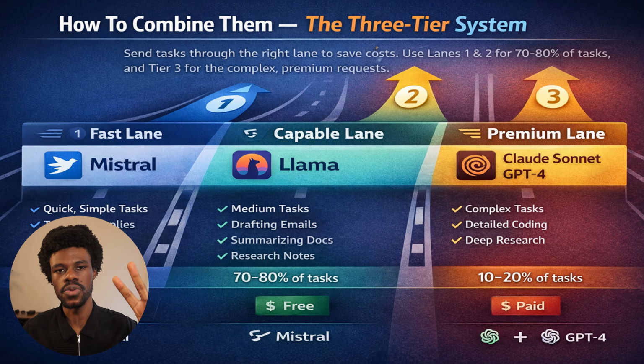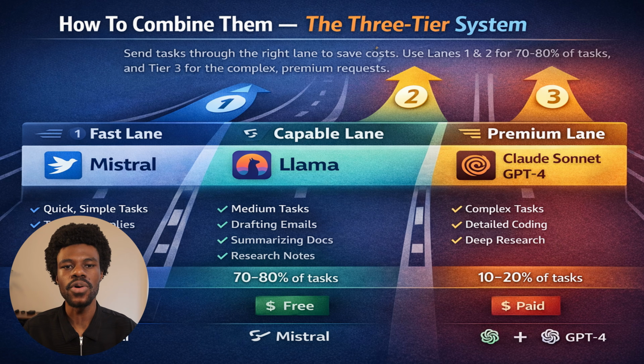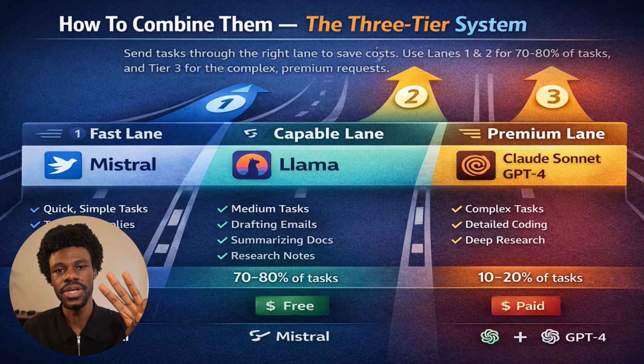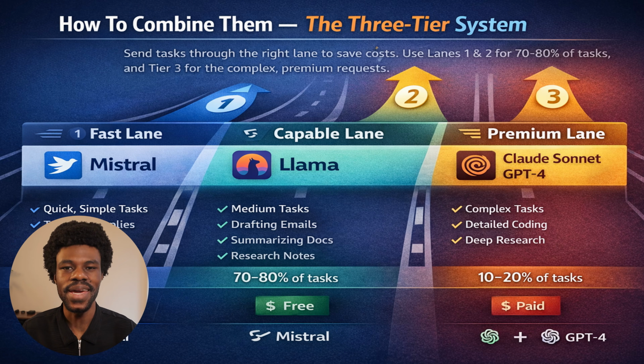Now for lane number 2, the capable lane. This is where Llama handles the medium difficulty tasks, like drafting emails, summarizing documents, writing outlines, research notes. Everything is still free, but this lane runs just a tiny bit slower. And then for lane number 3, this is known as the premium lane. This is where you use a paid model like Claude Sonnet or GPT-4, and it handles the genuinely hard tasks for you. This can be things like complex analysis, detailed coding, deep research. This is the only lane that will cost you money.